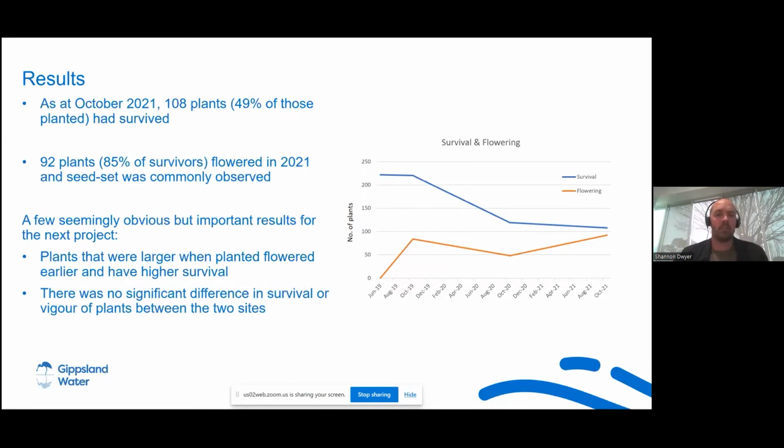And there was no significant difference in survival or vigor of plants between the two sites. So both sites were found to be suitable, obviously, for the species to be re-established there.